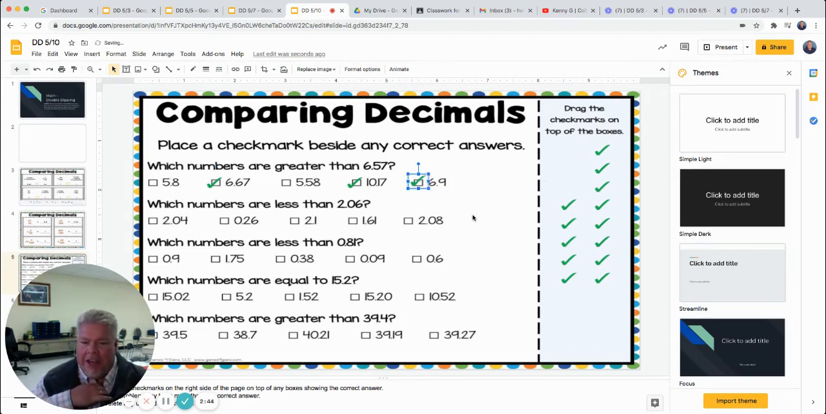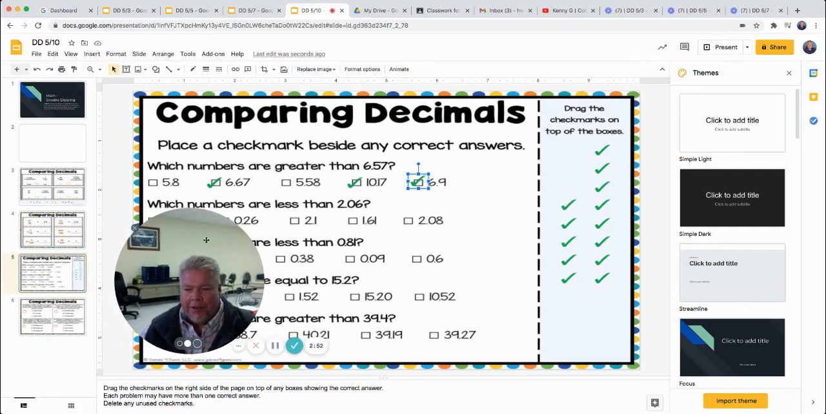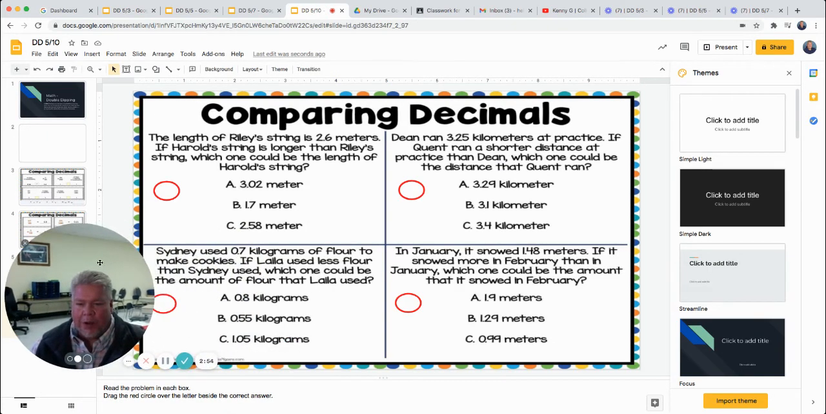So you have to think through these and choose the ones that are greater than or less than or equal to. So make sure you read the question carefully. All right. And then the last slide is word problems.